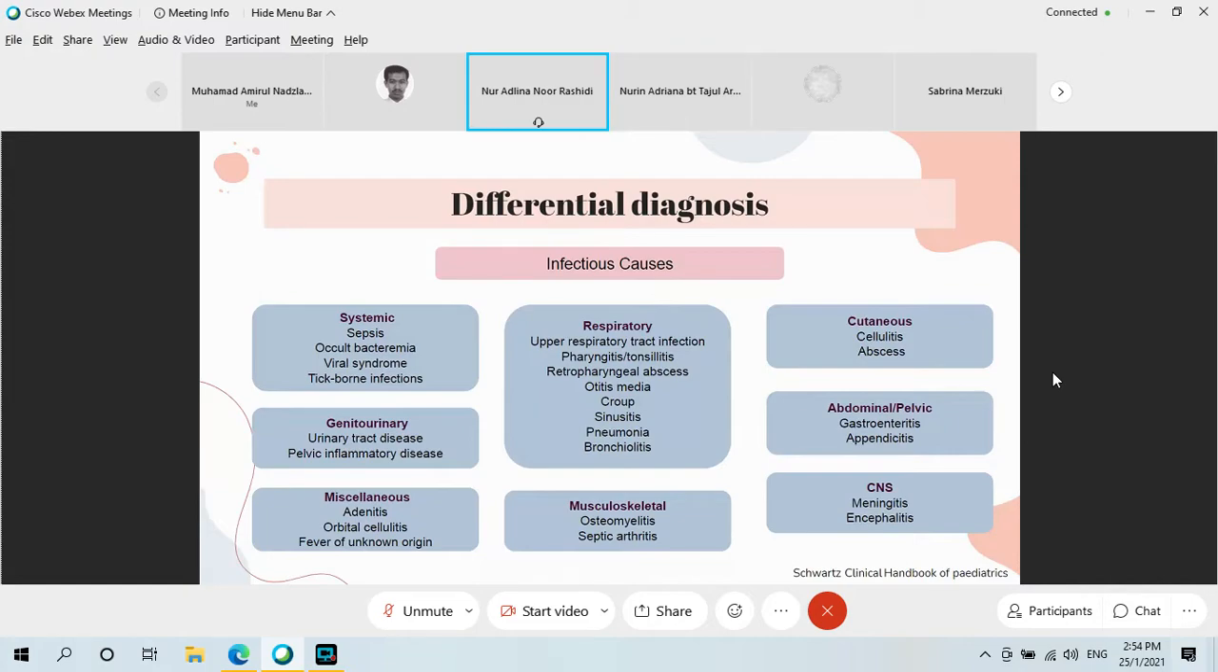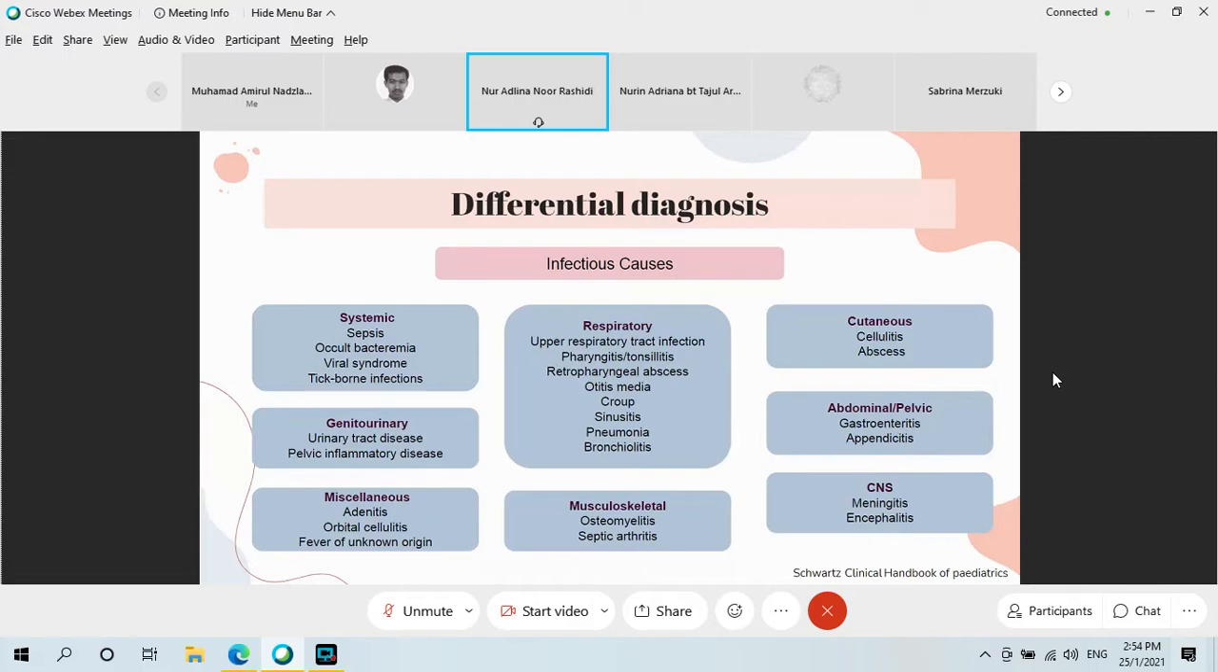And then if there is some pain in the ear and there is pus draining, we can think of otitis media. And when there is some stridor and loss of voice, it might be croup. In sinusitis, the child might present with stuffy nose, postnasal drip, and also pain at the sinus area.